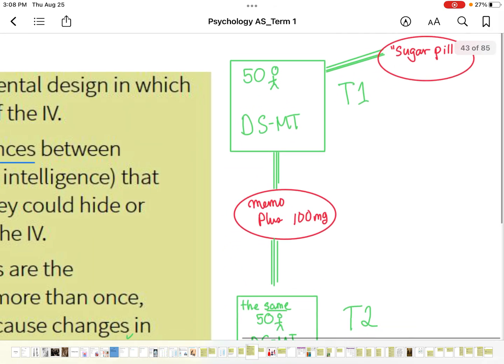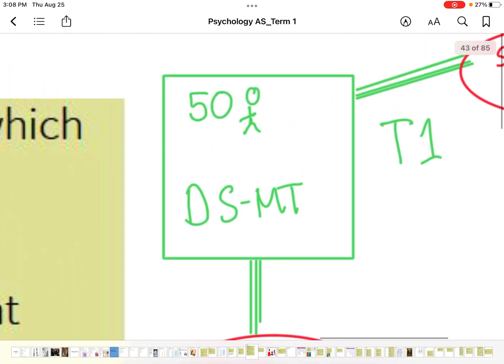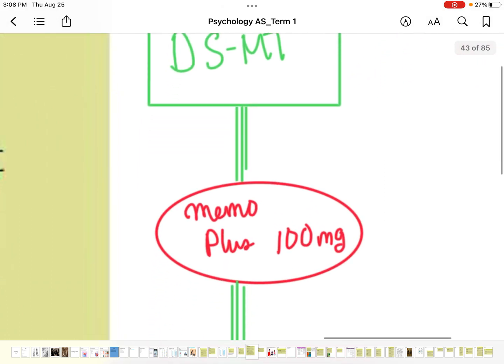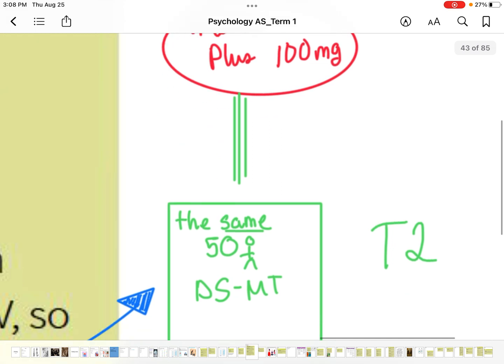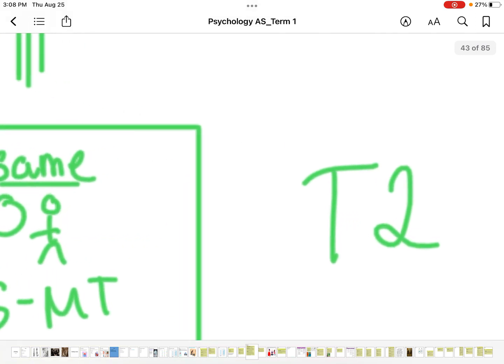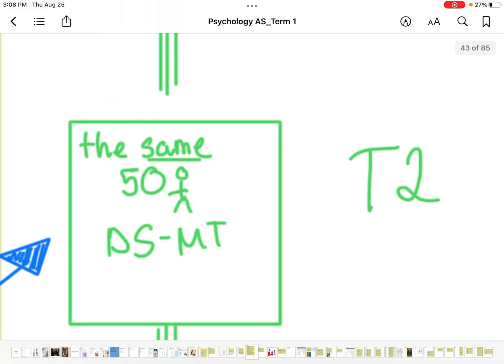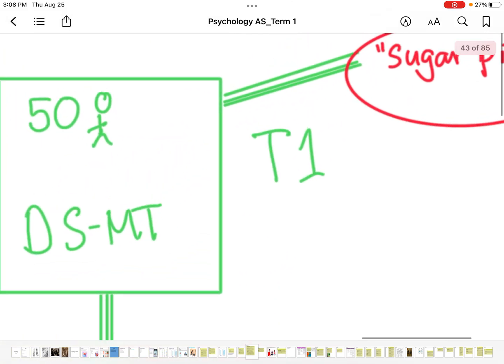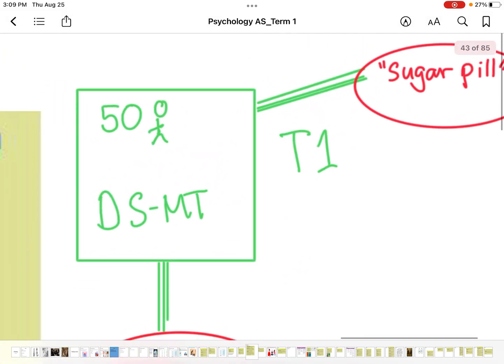You have 50, you give them the sugar pill, and then they take the memory test. You get the score. Tomorrow, or after a week, you give them the real Memo Plus, make them wait 30 minutes, and then they take the same digit span test. Hopefully they don't remember the numbers, or maybe you can change the numbers, but it's the same task. This is now considered treatment condition number 2. This one is treatment condition number 1.